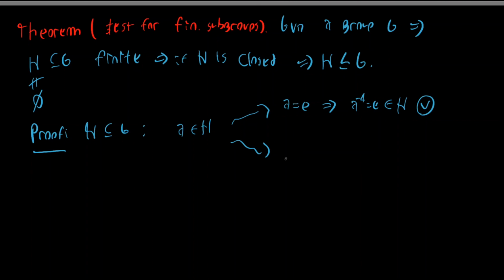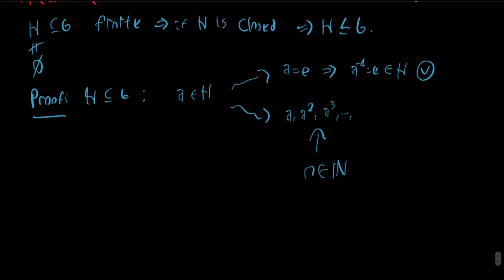We consider a, then a squared, then a cubed, and so on and so forth. If this set were infinite, by a countability argument, there would be a bijection with the natural numbers, which would imply that its cardinality is countably infinite. But we supposed that H was finite. So what will this imply? It will imply that only a finite amount of these values are actually distinct. So for infinitely many values, they will be the same.